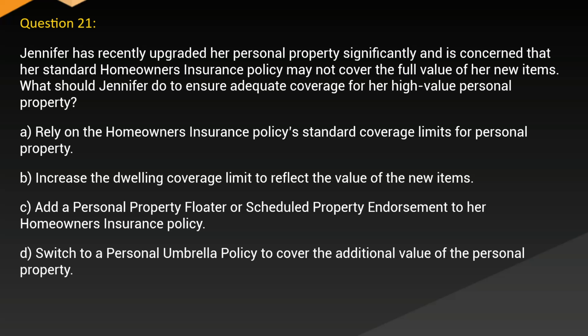Question 21. Jennifer has recently upgraded her personal property significantly and is concerned that her standard homeowners insurance policy may not cover the full value of her new items. What should Jennifer do to ensure adequate coverage for her high-value personal property? A. Rely on the homeowners insurance policy's standard coverage limits for personal property. B. Increase the dwelling coverage limit to reflect the value of the new items. C. Add a personal property floater or scheduled property endorsement to her homeowner's insurance policy. D. Switch to a personal umbrella policy to cover the additional value of the personal property.